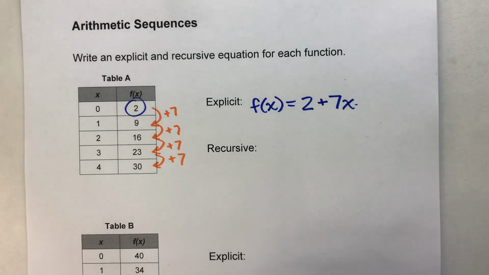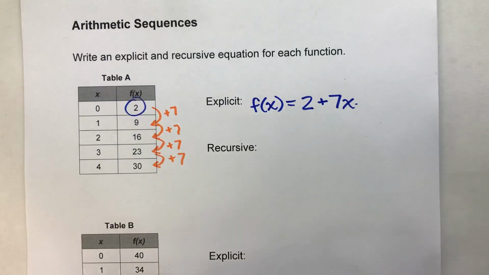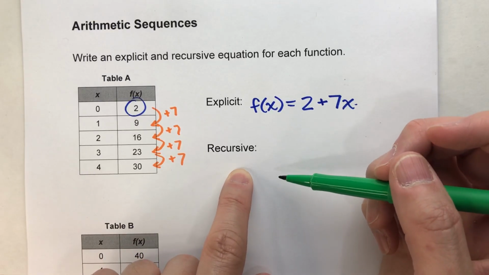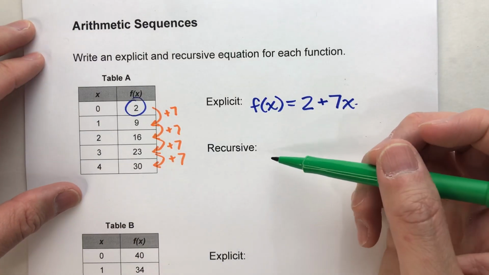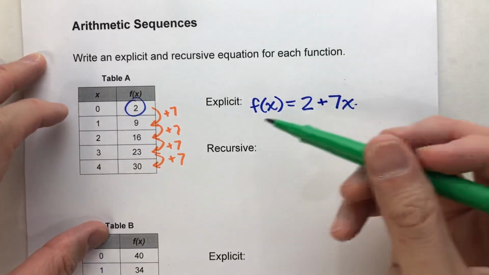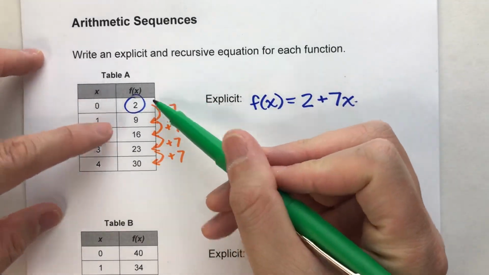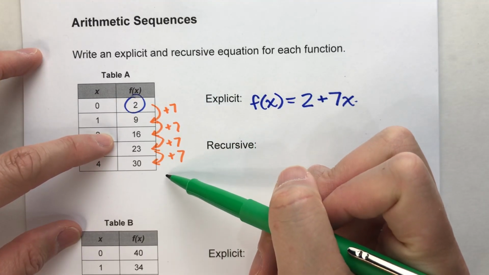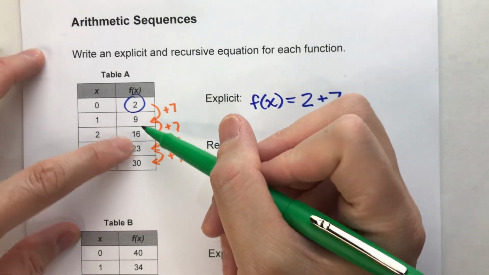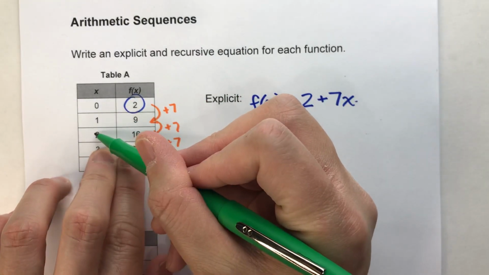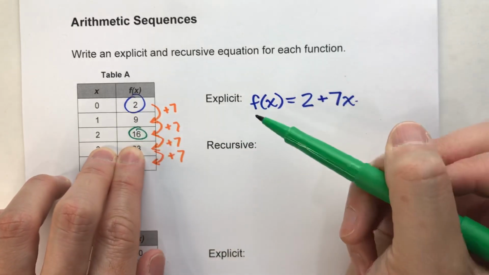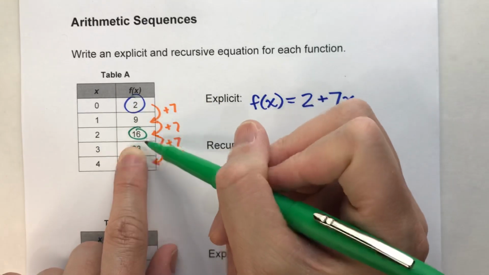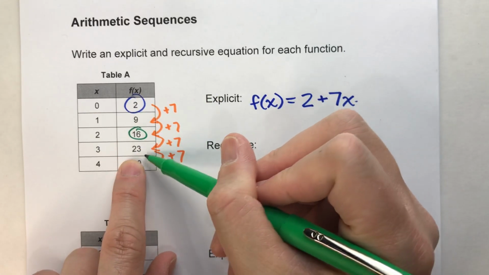Now the recursive equation is an equation that's based on knowing the value of the previous value. So I'll give you an example here. For f of x, we know that we're repeatedly adding 7 to get the next value. So if I know, let's say, x is 2, f of x is 16, I can figure out what f of x would be if x is 3 because we simply add 7 to it.